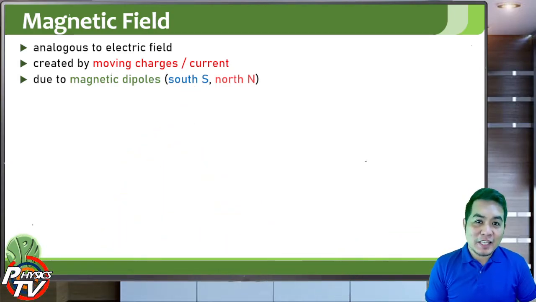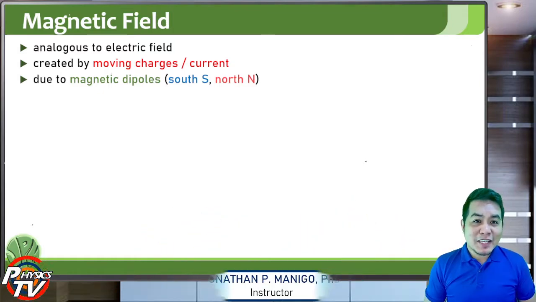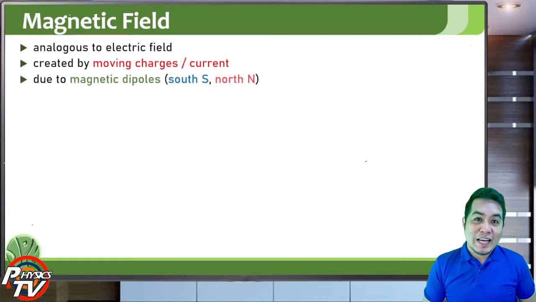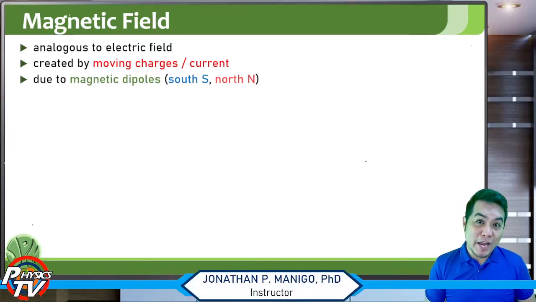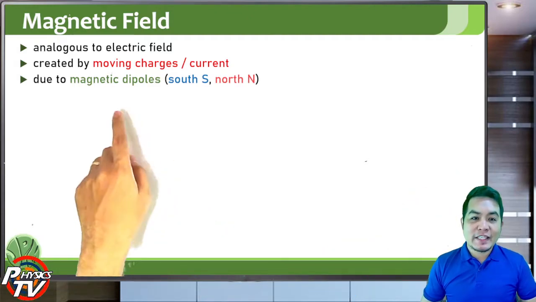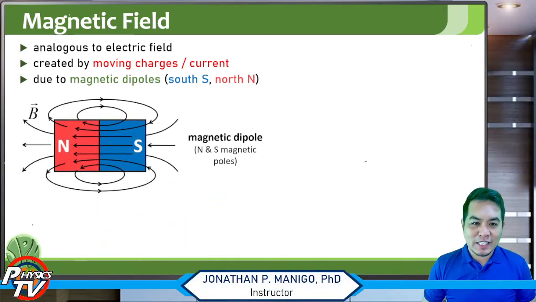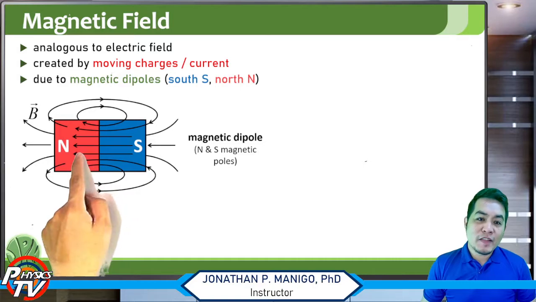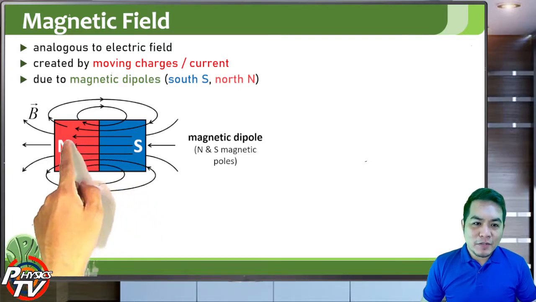Unlike electrostatics, where you can see a single electric monopole, a single positive charge or a single negative charge, in magnetostatics, you cannot observe a single north pole or a single south pole. It's always a pair, and the pair is called a dipole. So it's always a dipole. There's no monopole in magnetostatics. So it's always a pair of a north magnetic pole and a south magnetic pole. And the magnetic field are these lines here.